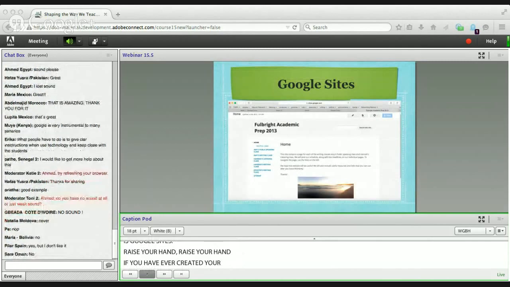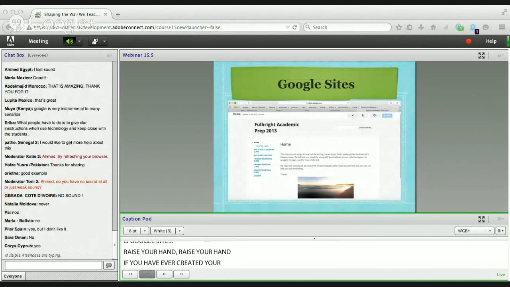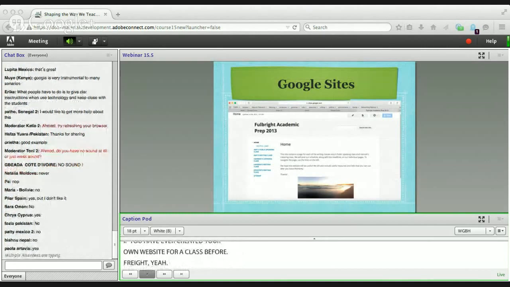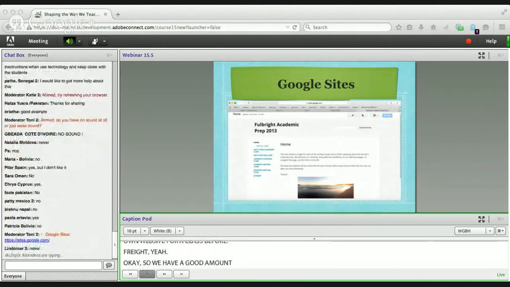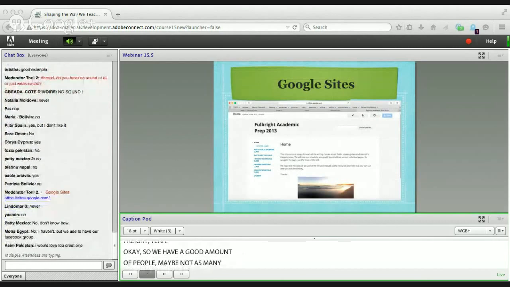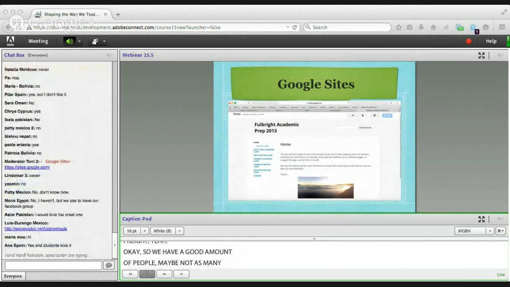Yeah, so definitely, we have a good amount of people, maybe not as many with some other things. This is a very basic way to build a website. It's not very fancy, I guess you could say. Google does give you some formatting options, right? They have some different backgrounds and things like that.